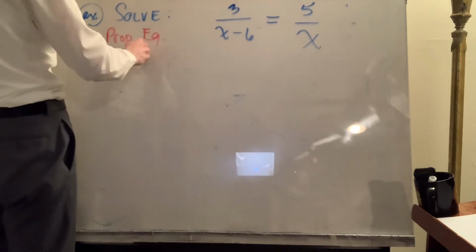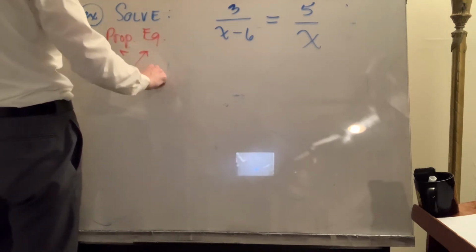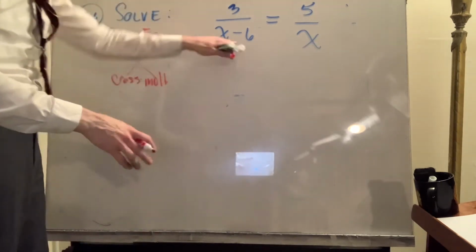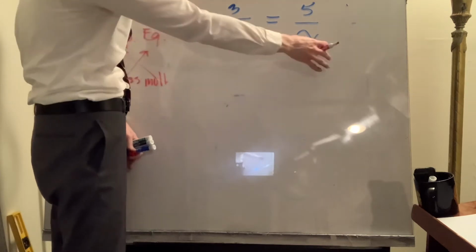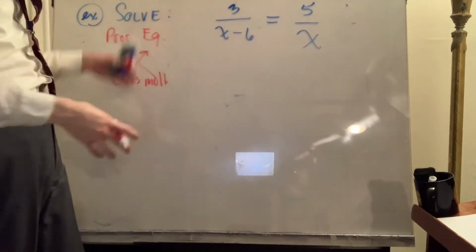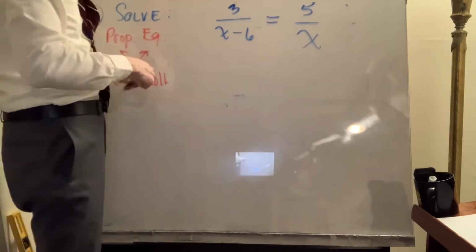But the technique is cross multiplication. Right? It's much easier than what we had to worry about with the LCD. I mean, you could employ the technique of using the LCD, which would be x times the factor x minus 6, and it would simplify. But what's easier still is just simply to cross multiply.